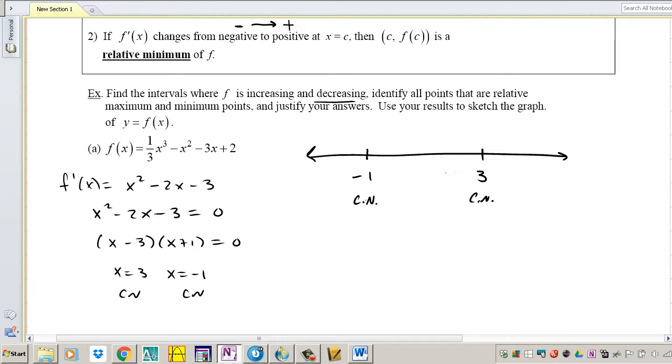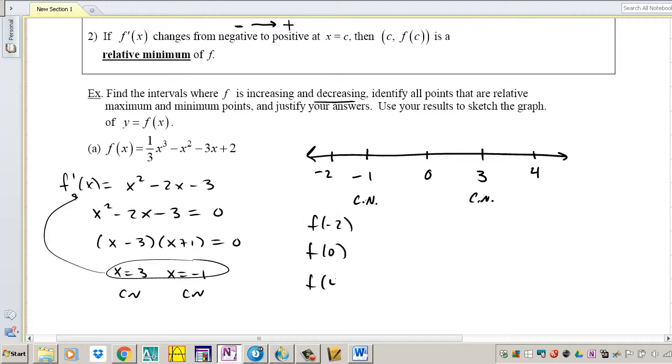Now there's no point in plugging these two numbers into my derivative because I just solved for them. They should give me 0. So I have to choose numbers in front of -1, for example, -2. In between -1 and 3, 0 is real simple. And then 4 would be the easiest number to deal with after 3. So let's go ahead and plug these three numbers into our derivative, because we want to find if the derivative is positive or negative at these numbers, and that'll tell me whether it's increasing or decreasing. And if I can find a change of signs, then I know that I have a maximum or a minimum.